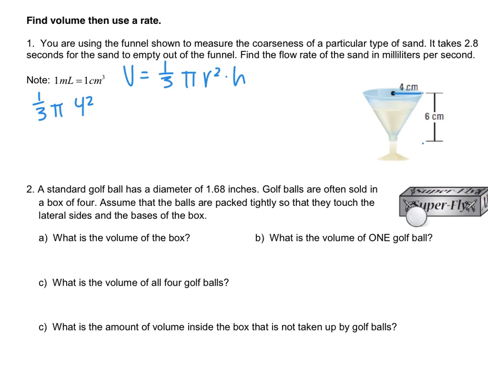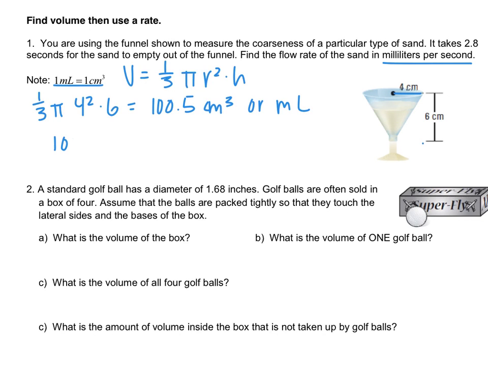So 4 squared times height is 6. So we have 100.5 centimeters cubed, because these are both centimeters. And then we've got this note, a centimeter cubed is the same thing as a milliliter, which is what they want our answer to be in, milliliters per second.